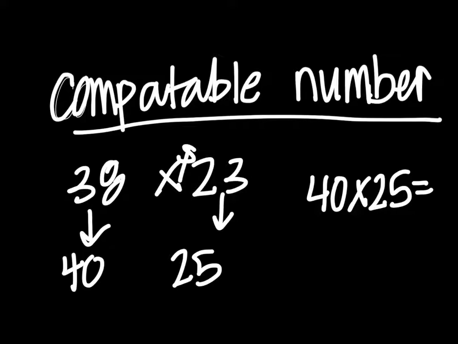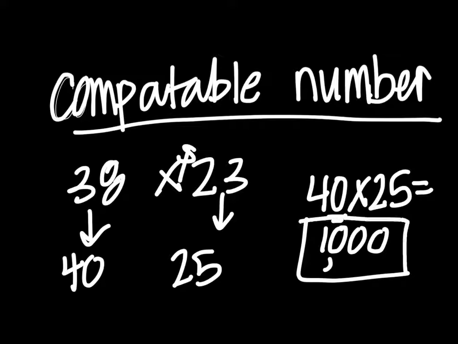So I'm going to just cover up my 0 here for a second, which is really just saying I have 4 times 25. And if you think quarters, when you have 4 quarters or 4 groups of 25, you have 100. So I would write 100, and then I can't forget that last 0, so I would get 1,000. So if I was going to estimate using compatible numbers, my answer would be 1,000.